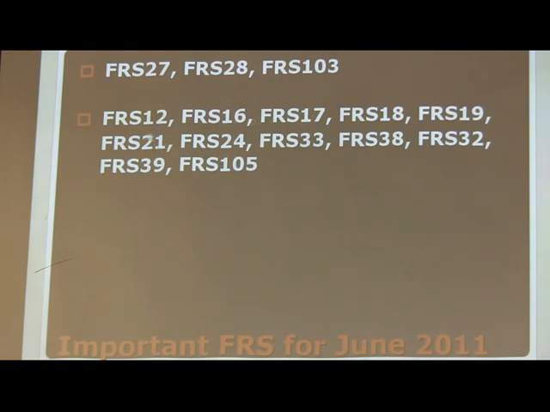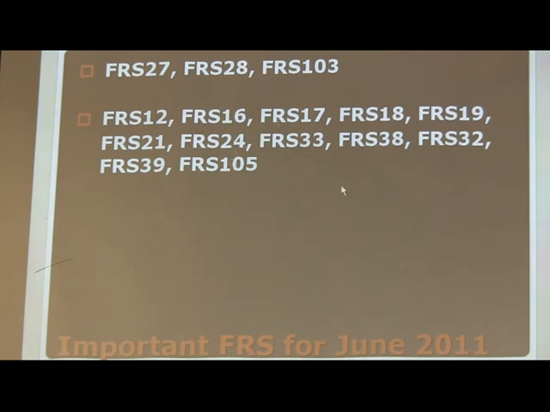FRS 21 is a very important topic for this coming exam, translation of financial statements as well as accounting for foreign exchange transactions. FRS 24 is related party transactions. There's a new revised standard of FRS 24 this round, so you may need to take a look. FRS 33 is earnings per share, FRS 38 intangible assets, and FRS 32 and 39 are all important because they talk about financial instruments. And the last one is FRS 105, non-current assets held for sale. So these are the important FRS that you have to take note of.